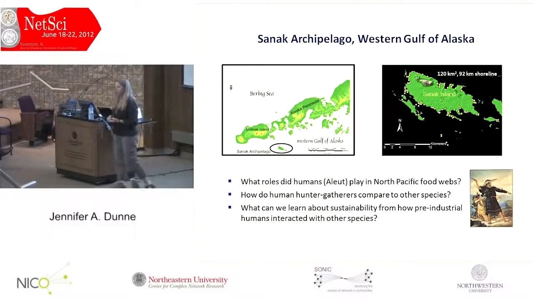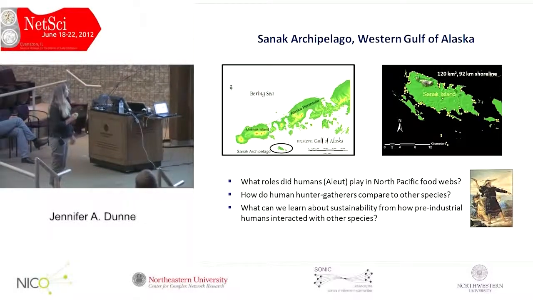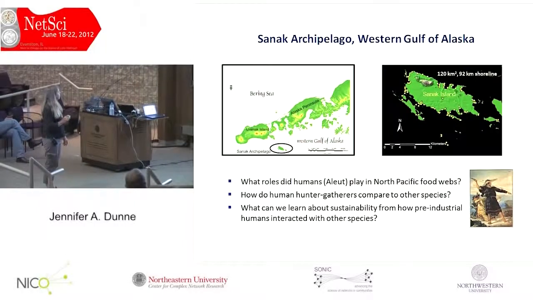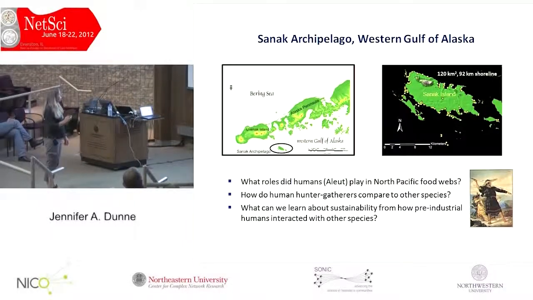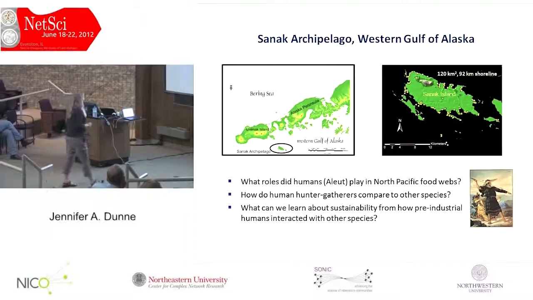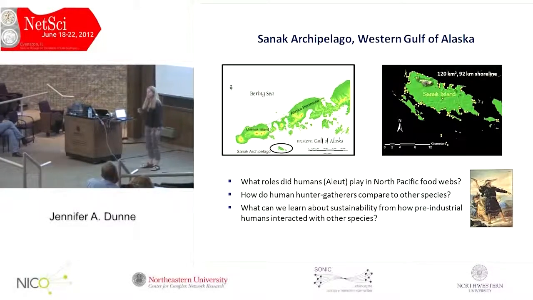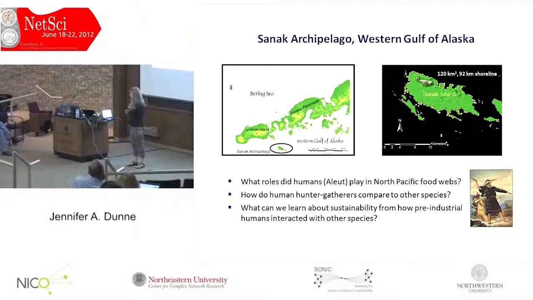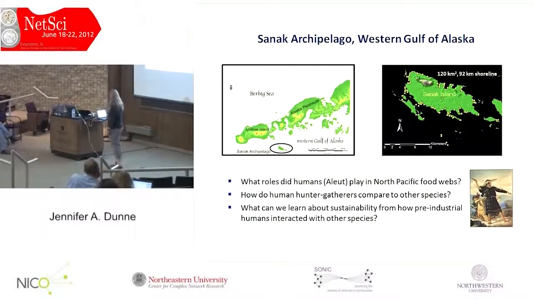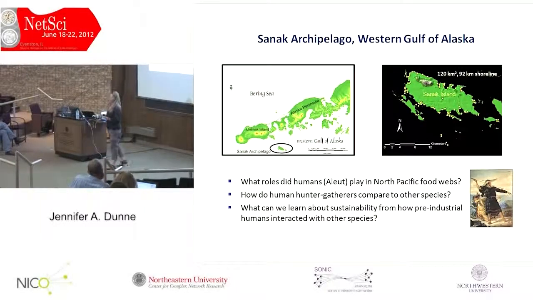So I'm involved in a project in collaboration with archaeologists up in the Aleutian Islands. Here's the tip of the Alaskan Peninsula, and here's the Sanak Archipelago where we're working. Here's a blown-up picture of Sanak Island. The questions that we're interested in asking here are: what roles did pre-industrial humans, the Aleut, play in North Pacific food webs? How do human hunter-gatherers compare to other kinds of species in the system? And what can we learn about sustainability from how pre-industrial humans interacted with other species?